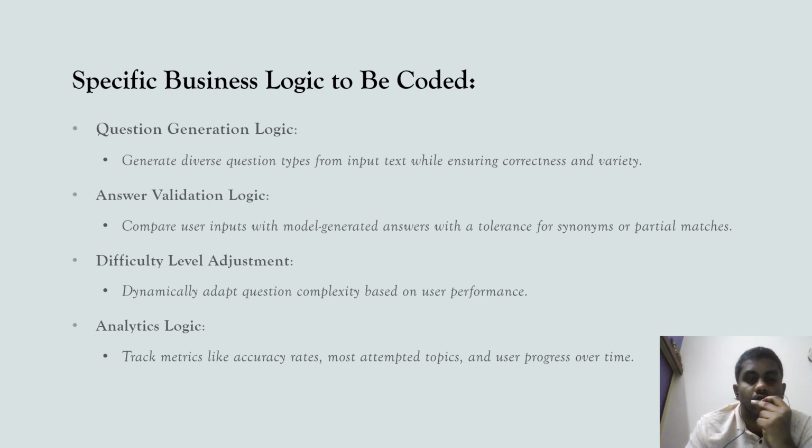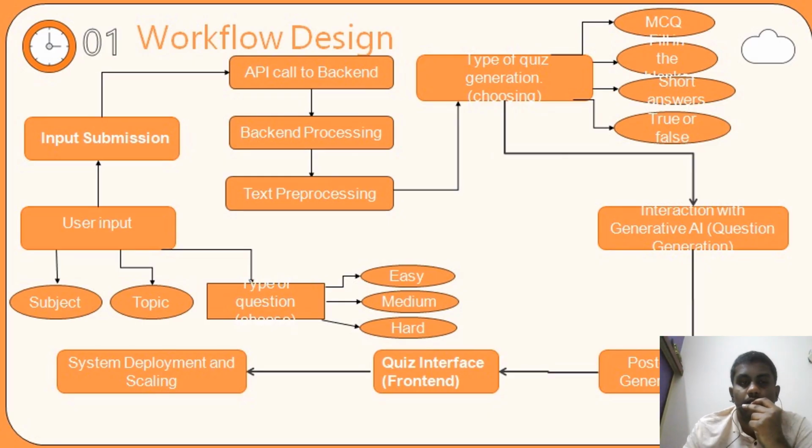So here we need to compare the user inputs which he gives for the answers. Difficulty level management: dynamically adapt question complexity based on user performance. Analytics logic: track metrics like accuracy rates, most attempted topics, and user progress over time. These are the specific business logic that need to be coded.